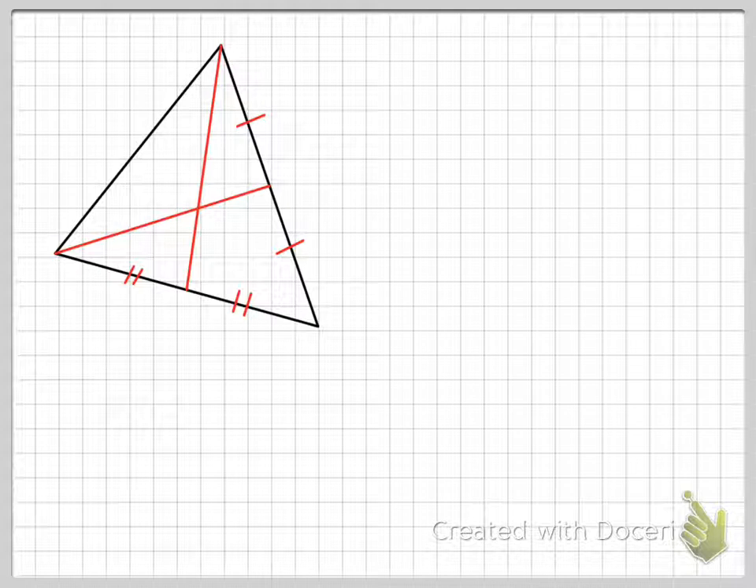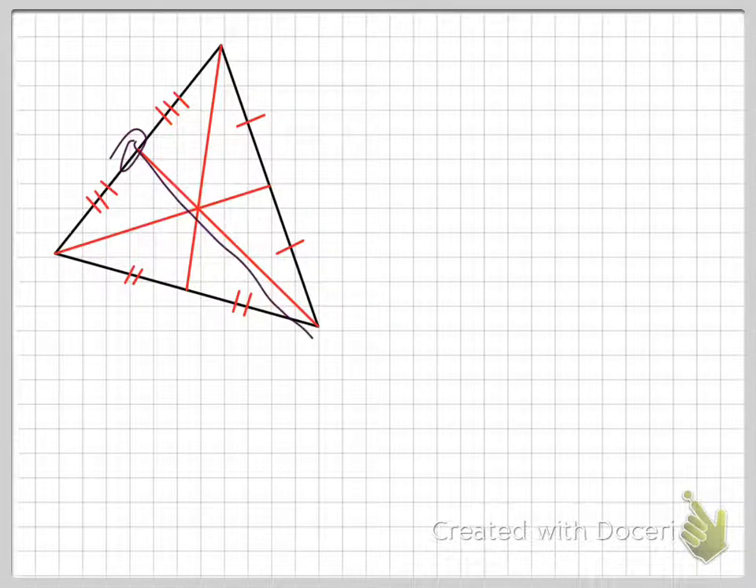And so I have another median. So this is, again, the midpoint of one side, and it connects to the vertex opposite it. And then we're going to do one more. It's going to be the third median, and that goes again from the midpoint of that third side to the vertex opposite that.